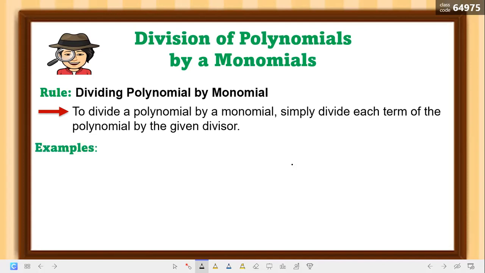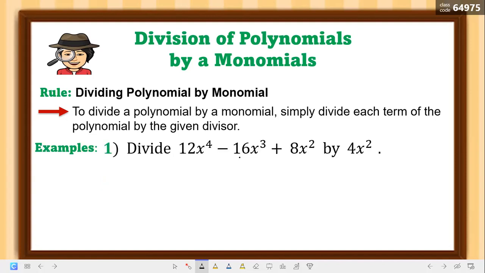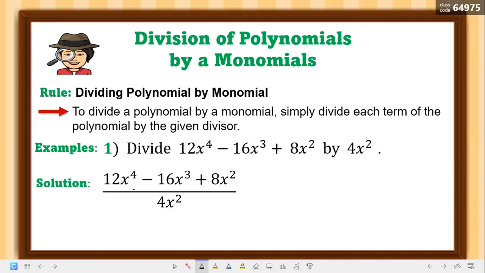Okay, ito yung example natin. So I have here 12x raised to 4 minus 16x cubed plus 8x squared by 4x squared. Ibig sabihin by, this is divide. Kaya isusulat natin yung ating expression as this. Okay, ibig sabihin, how many terms do we have on the numerator? 3. 3 terms. Okay, very good. Ibig sabihin yan, paghihiwalayin natin sila, pero pare-parehas yung denominator na pang-divide natin, which is the 4x squared.